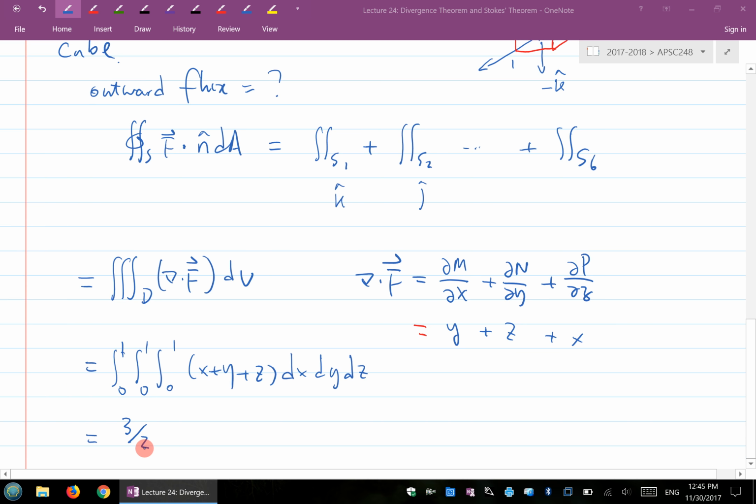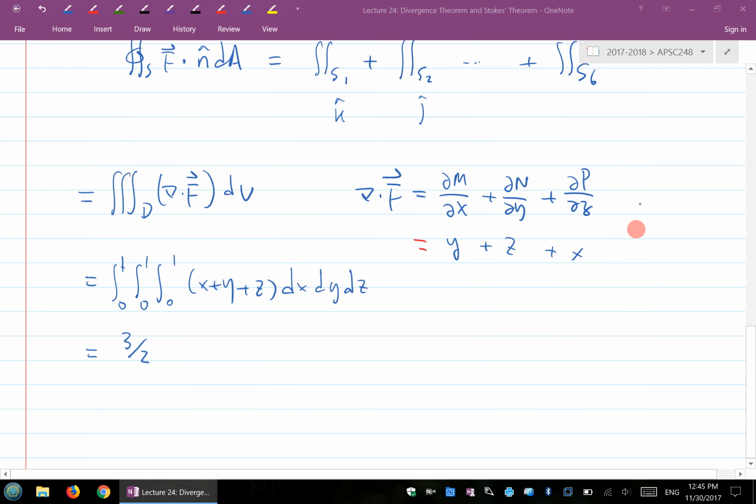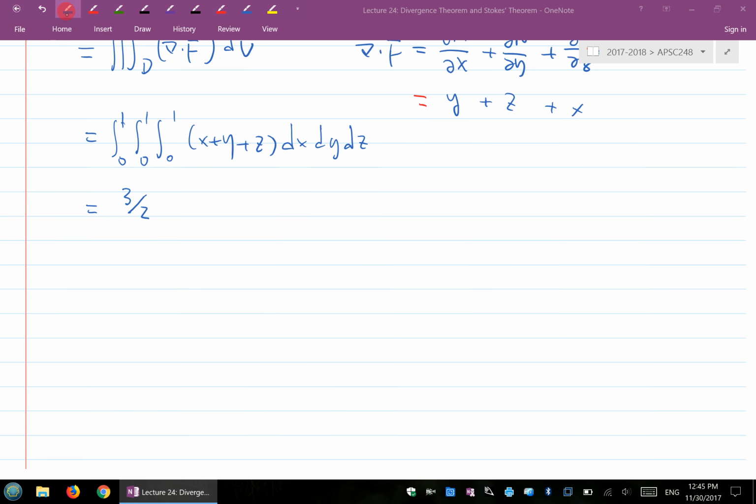There's one little thing actually I wanted to cover before we go into Stokes theorem. This example, let's call it an example here, I think is particularly useful for students going into the electrical program.